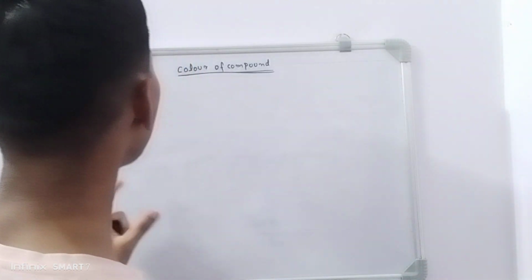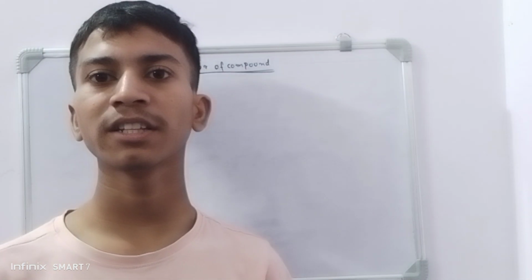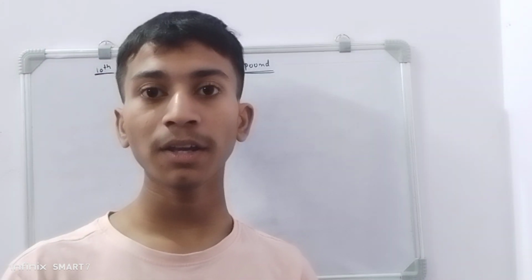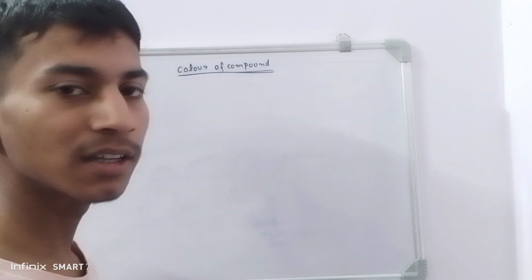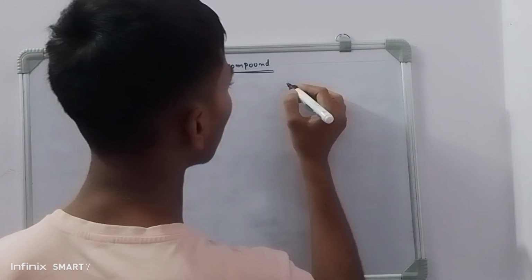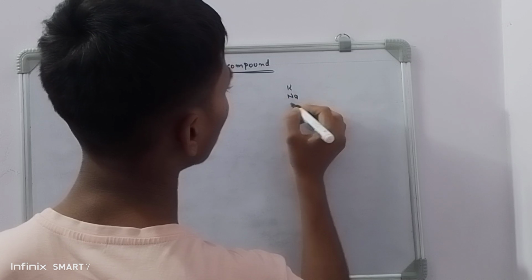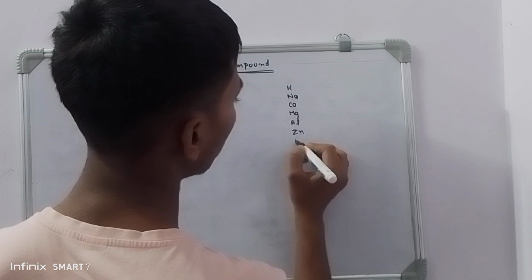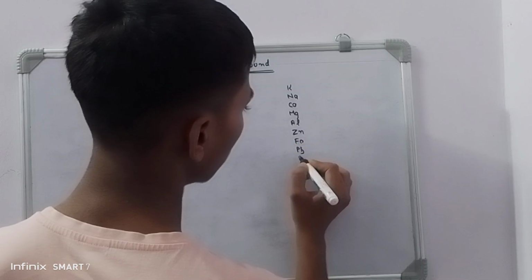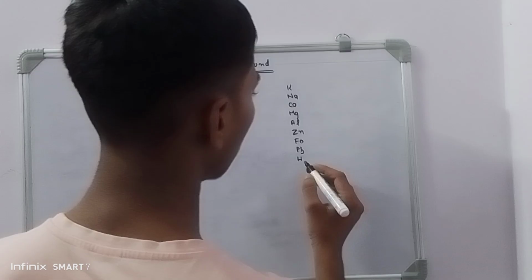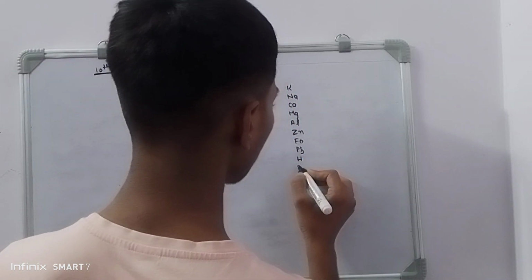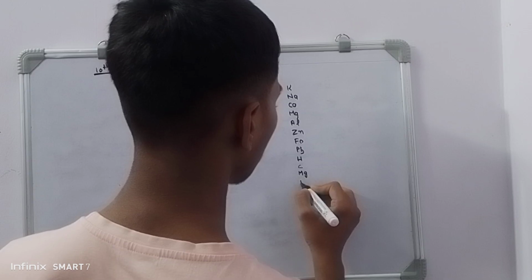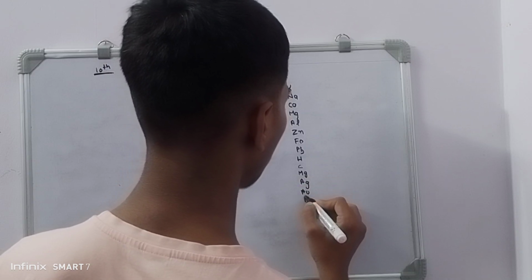Before this I would like to start from the reactivity series, because the reactivity series makes the foundation for remembering the colors of the compounds. As you have studied in class 8, the reactivity series is: potassium, sodium, calcium, magnesium, aluminum, zinc, iron, lead, hydrogen, copper, mercury, silver, gold, and platinum.